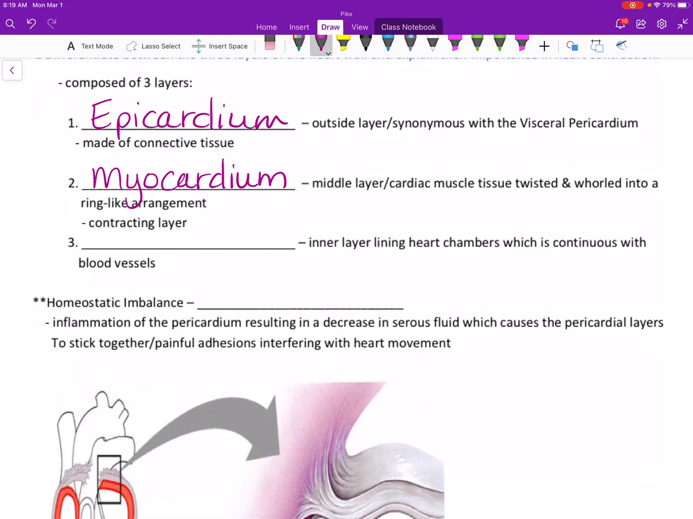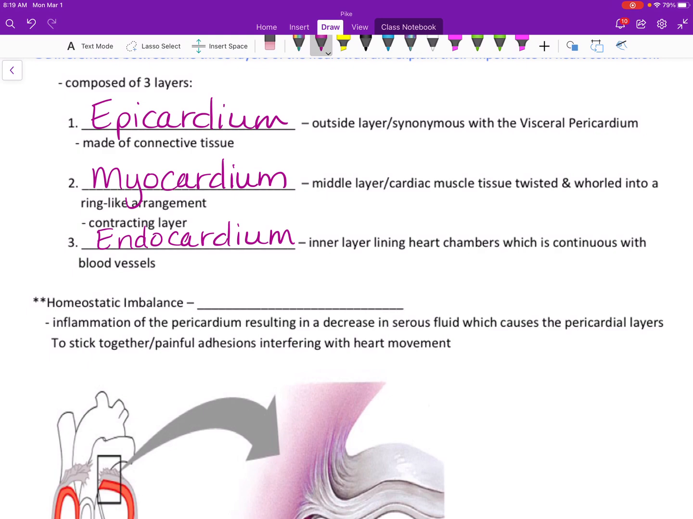The innermost layer of the heart wall, the layer that blood actually touches, that is called the endocardium. Remember, endo means inside. The endocardium, inside the heart. And this is the layer that will become a blood vessel. So the innermost layer is continuous with our blood vessels. So you can't really tell where the heart ends and a blood vessel begins because they are continuous.